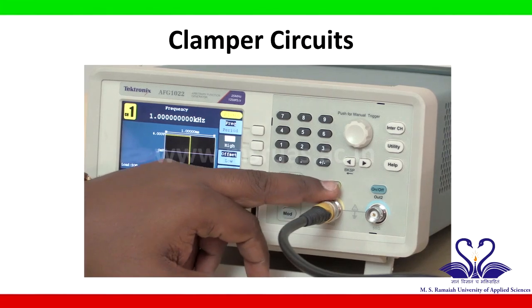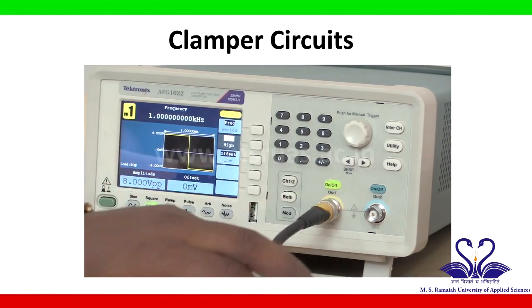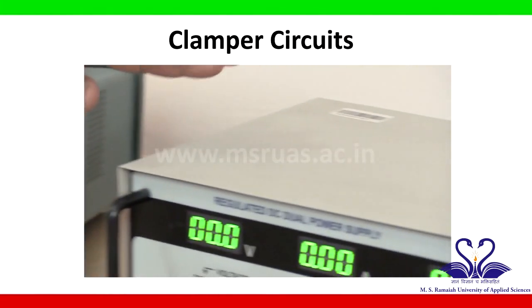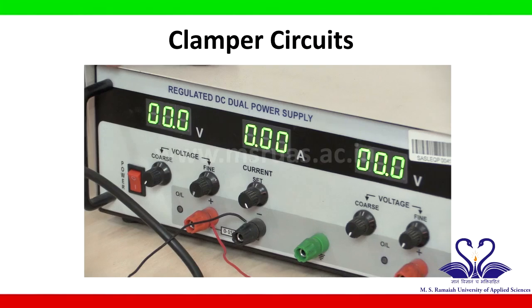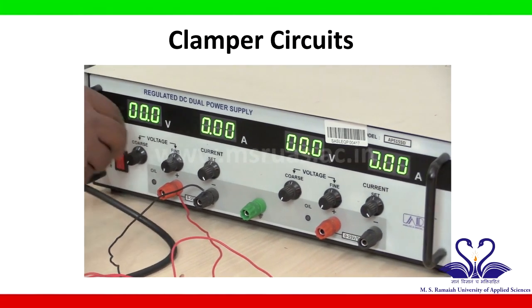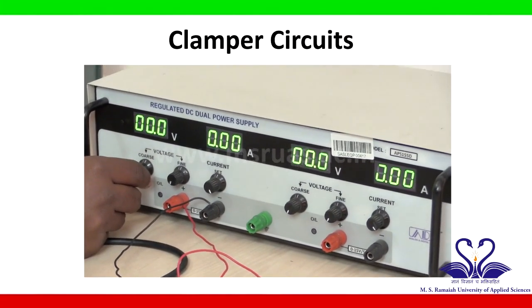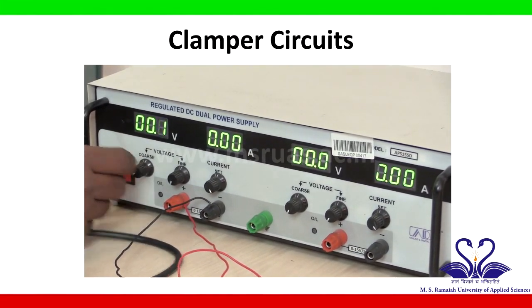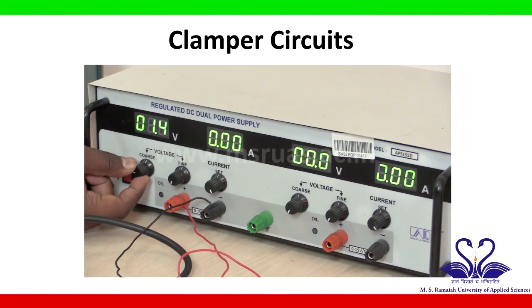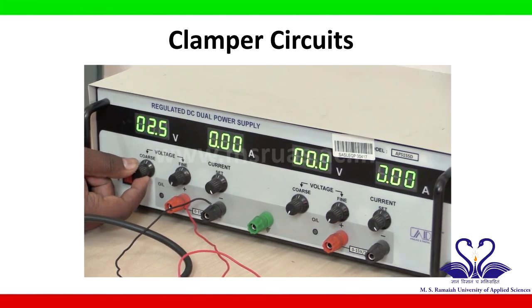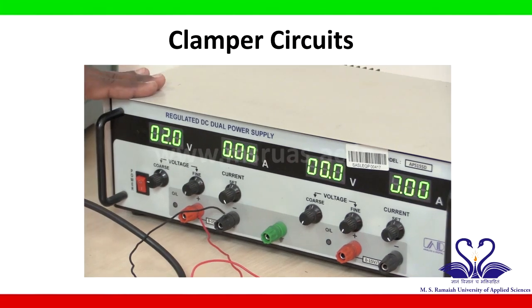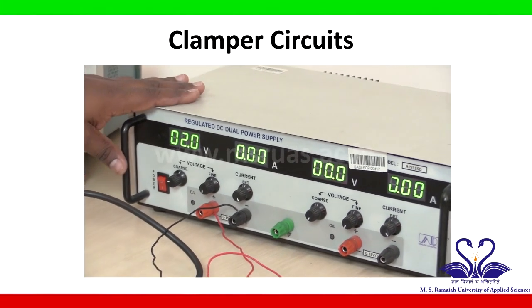I will turn on this signal so that it can go to the circuit, and this is the DC dual power supply. I need a DC voltage value of 2 volt. So I will set this as 2 volt by using the voltage knob. I will vary this voltage and set it to 2 volts. Now the input is ready, and on the power supply I made a 2 volt reference voltage.